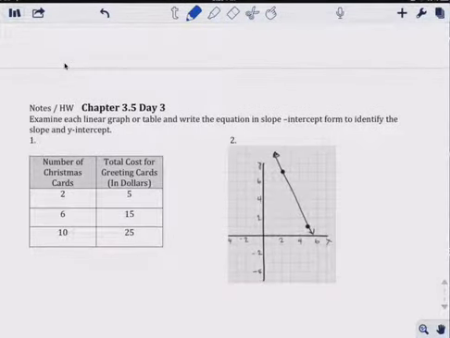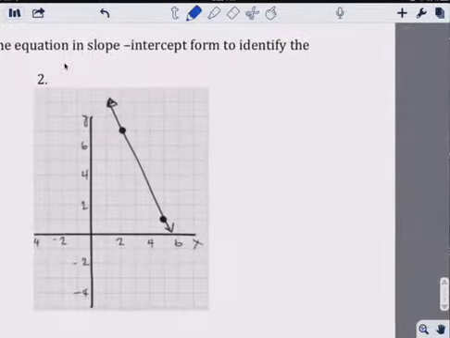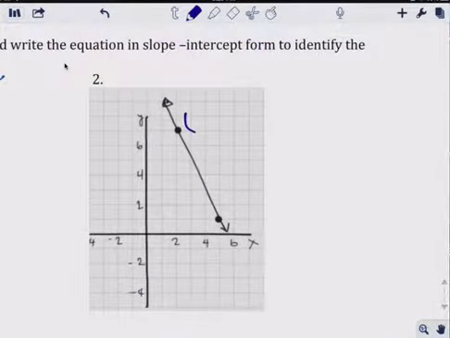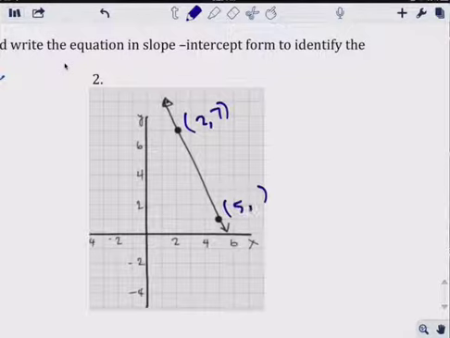Okay, now, periods 3, 4, and 5, we didn't get to do number 1. So I told you guys skip that one. Period 2, we did them together. So here we go. They don't give you the coordinates. You need to put the coordinates in 2, 7. Put the coordinates in 5, 1.